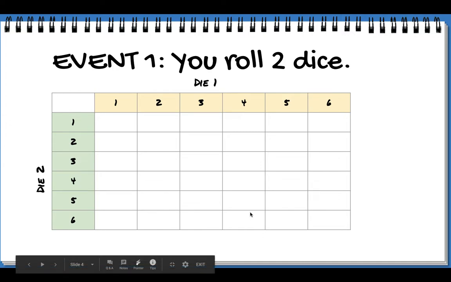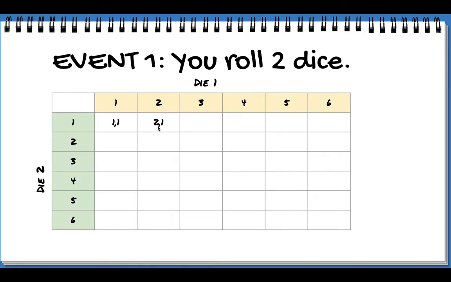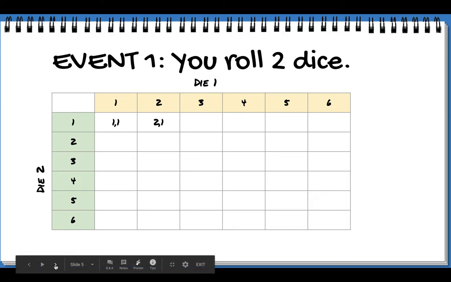So let's think about each of them. If I get a 1 and a 1, I would write that here. If I get a 2 and a 1, I would write that here. So we can create a list of all of them. And please note, we're not necessarily adding them up or multiplying them together right now. We're just listing what we get.